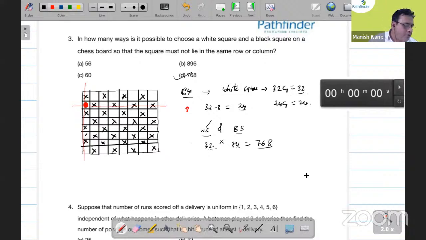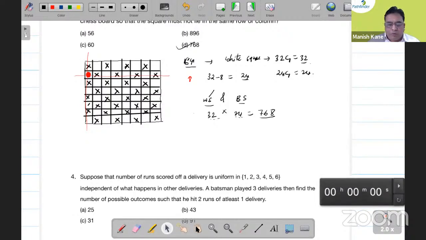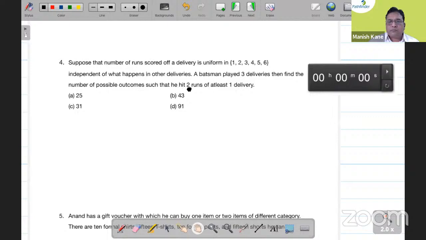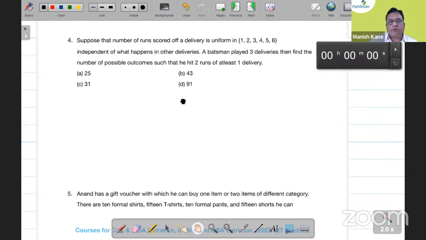I hope you all are able to follow this, all of you. Okay. If there is no doubt, I can actually go to the next question. And this is another beautiful question. Let's see how many of you are able to approach this question. Try solving this one. And I'll give you 2 minutes for this also.